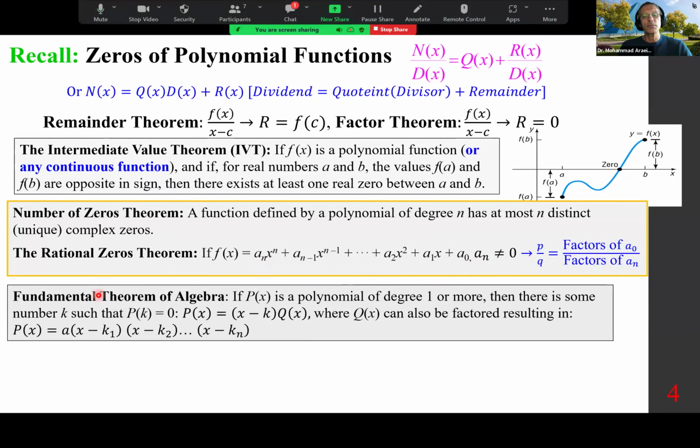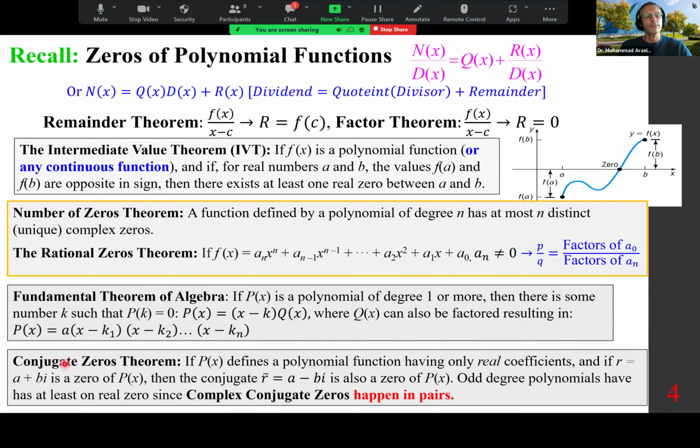Fundamental theorem of algebra indicates if p of x is a polynomial of degree 1 or more, then there is some number k such that p of k equals 0. p of x equals x minus k times q of x, where q of x can also be factored, resulting in p of x equals a times x minus k sub 1 all the way to k sub n, resulting in n roots, n complex roots.